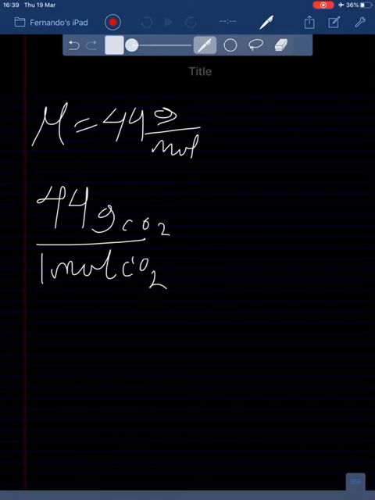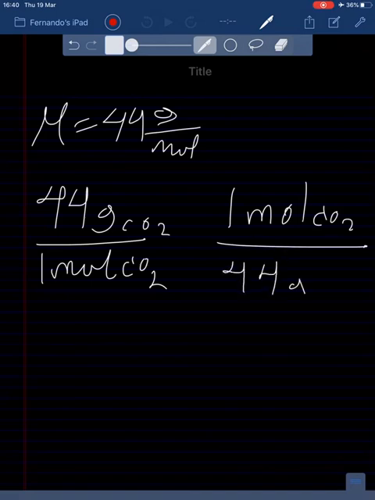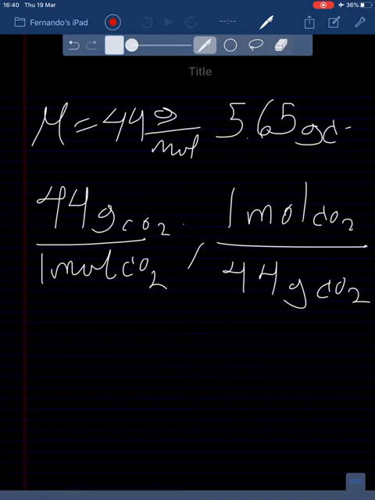And since this is a relationship, I can perform the inverse and give another interpretation. If I say that I have 1 mole of CO2 that is contained in 44 grams of CO2, then I wouldn't be lying. Actually, it's true. It's just that I'm doing the inverse correlation that I had at the beginning. And if this is true, then I can also start playing with the amount of grams that I have. Why? Because I know that I have 5.65 grams of CO2.